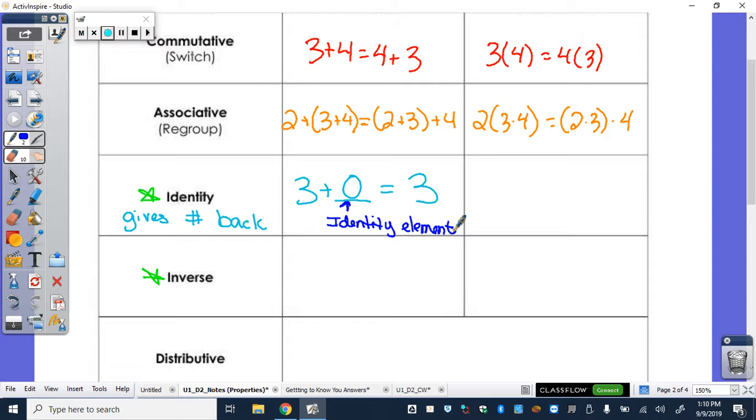And that's only for addition. 0 is the identity element for addition, because if you add anything to 0, you're going to get that same thing back. I could add negative 20 to 0, and I still get negative 20. So then for multiplication, 4 times what gives me a 4? 1, so that means that for multiplication's sake, 1 is the identity element.